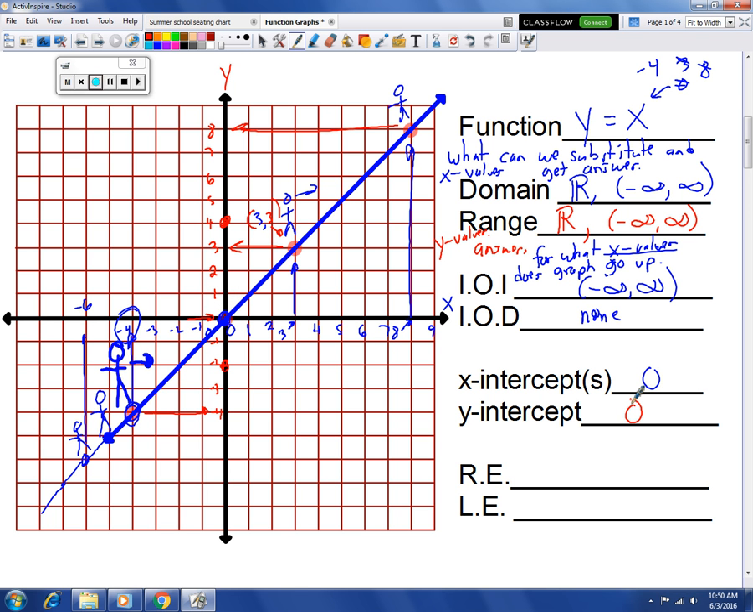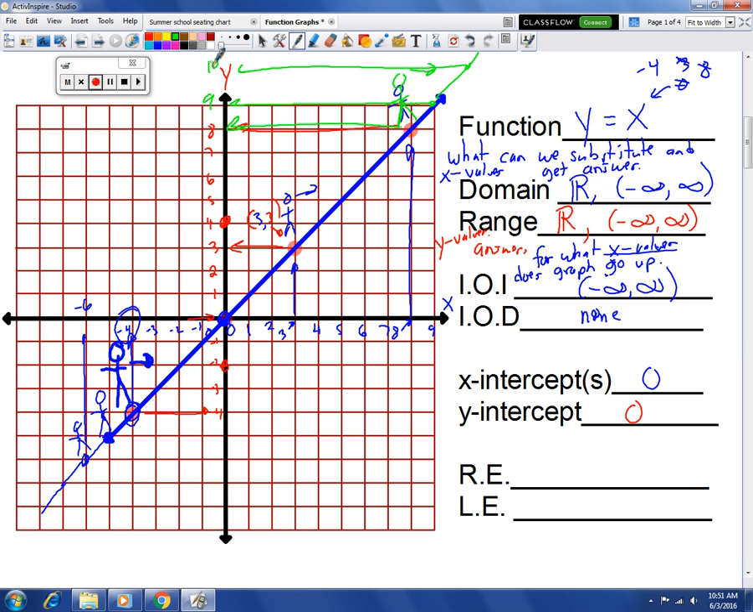Okay, the right-hand behavior. What's happening as our little person is going to the right? He's going right. He's way up here. What's our y value? Right here, the y value is 8. If he's right here, the y value would be 9. If I extend that line, go back over here, the y value is 10, and so on. It keeps going up, 8, 9, 10. It's going to eventually get to 100 or 1,000,000.